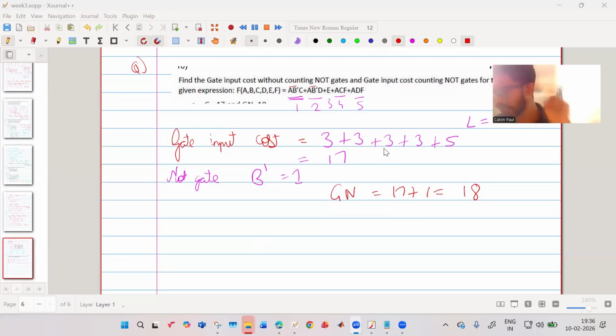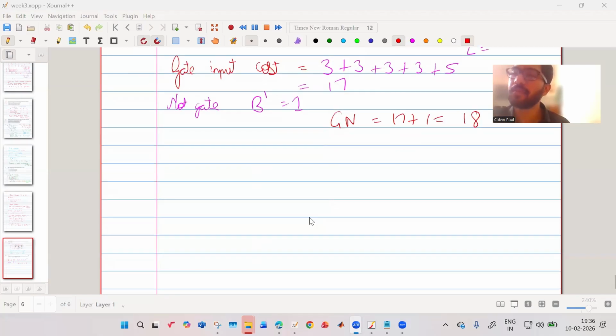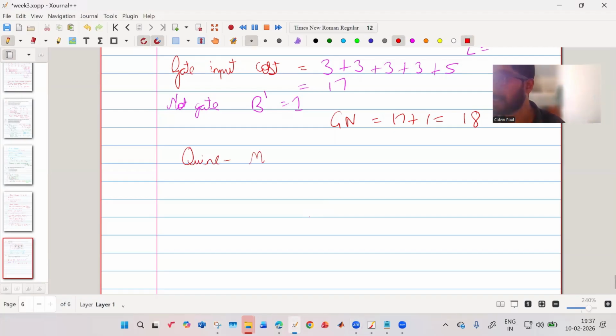Okay. So let us start with the little bit more involved, more elaborate thing. That is the QM algorithm. It is known as the Quine-McCluskey algorithm. I don't know the spelling. QM algorithm.